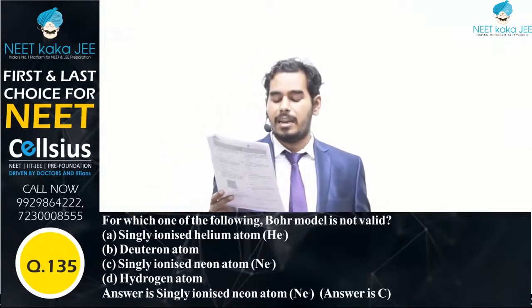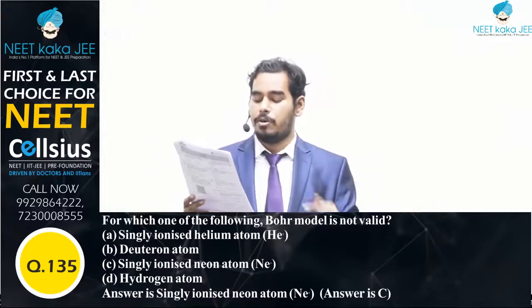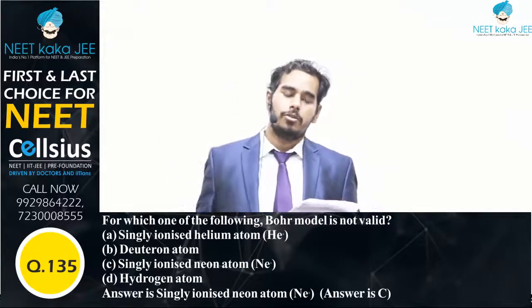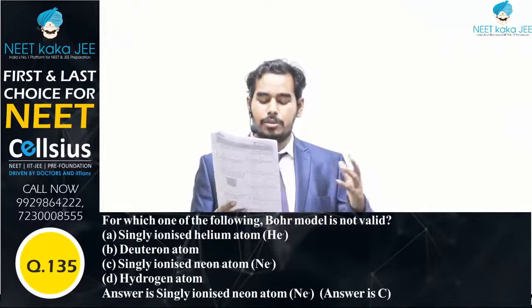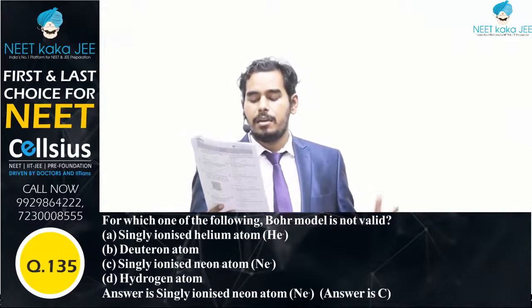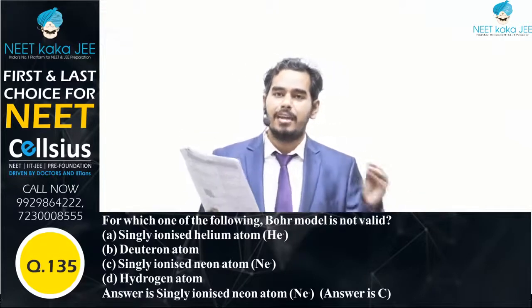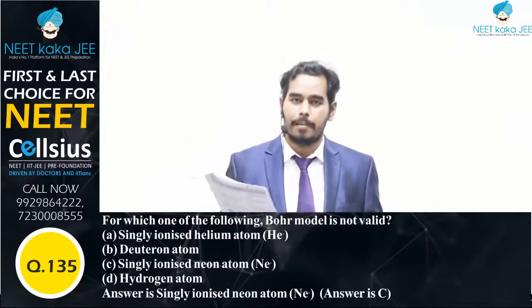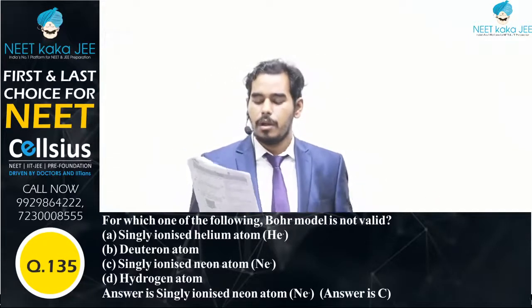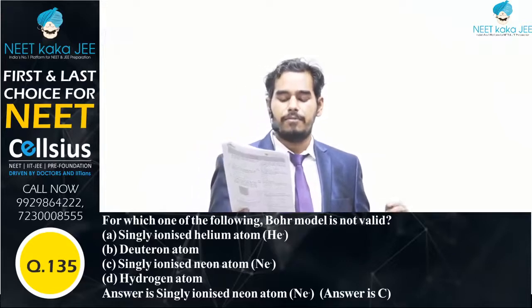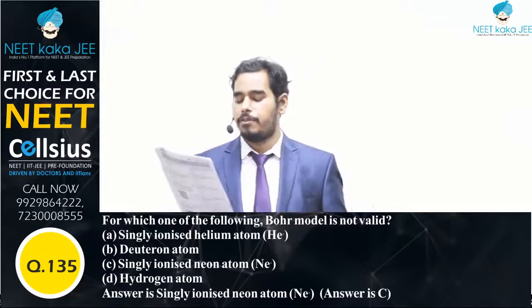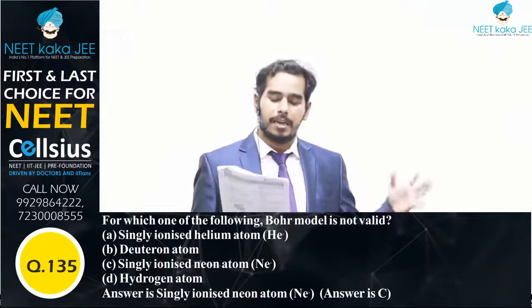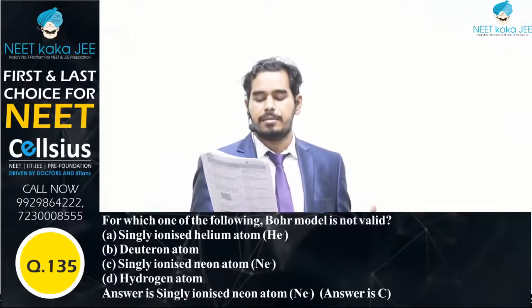Now C is singly ionized neon atom. This is going to be our answer, because neon comes into the noble gas category, and for a singly ionized neon atom, Bohr's model will not be exactly applicable. Now the final option is hydrogen atom. For hydrogen it is obviously applicable. So for single electron species it is applicable. But for singly ionized neon atom, it's not going to be applicable. So for this our answer is C.